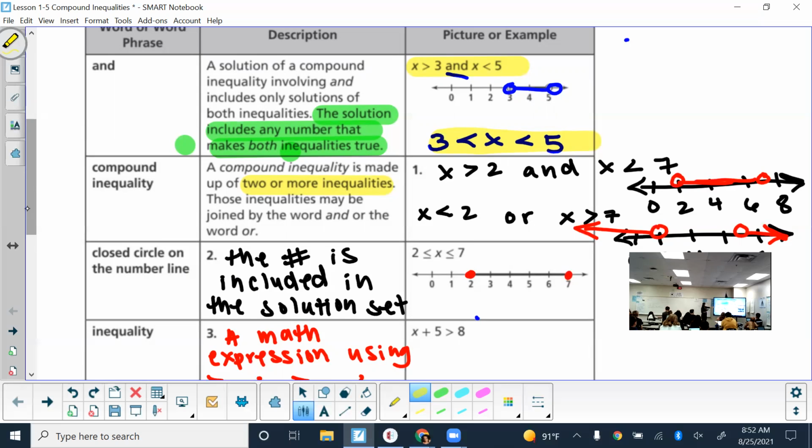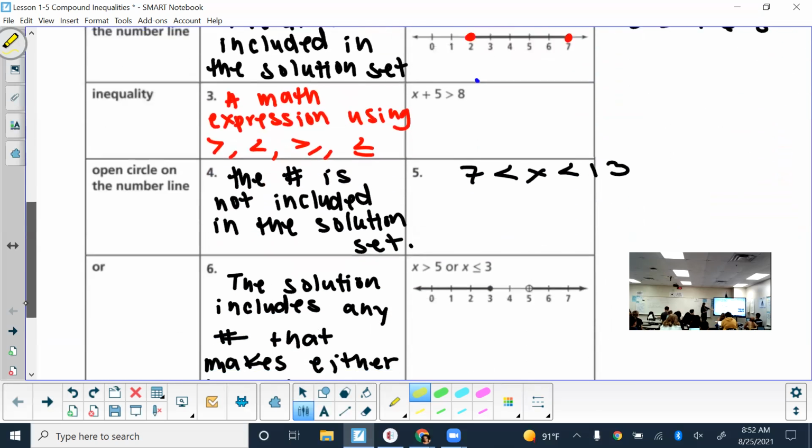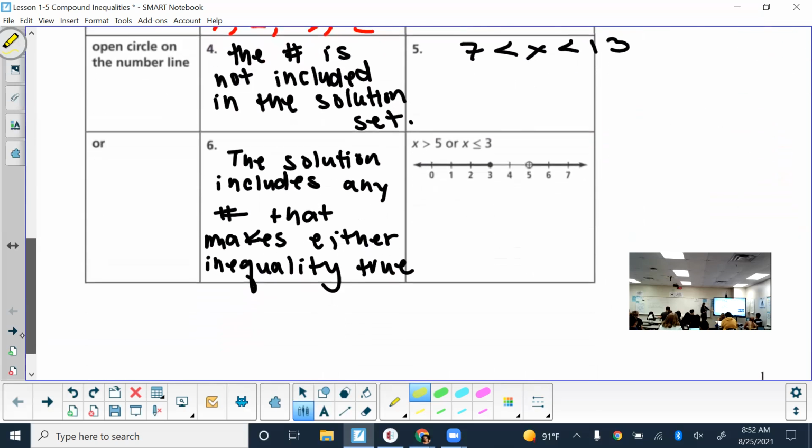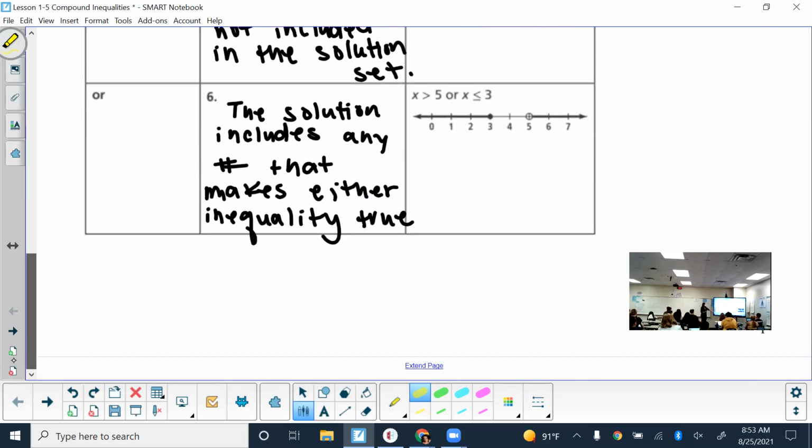All right, I'm going to scroll down to the ors, which you probably haven't written down because I wasn't able to scroll down this far. But the or is the last box. So I'm going to talk about that next, so it makes sense.